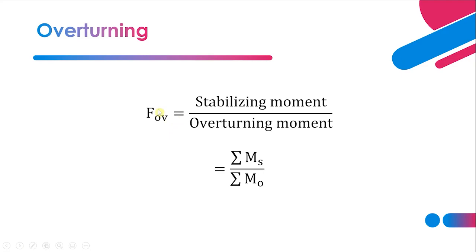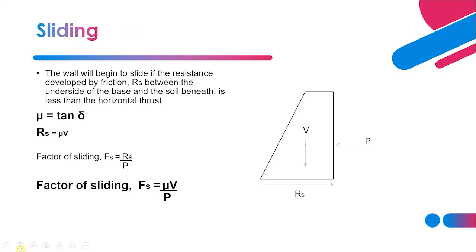Formula for overturning, FOV. So F ni, it means that factor of safety against overturning equal to stabilizing moment divided by overturning moment. You kena kira moment yang dihasilkan daripada vertical forces, you akan dividekan dengan moment yang dihasilkan oleh lateral forces ataupun horizontal forces.